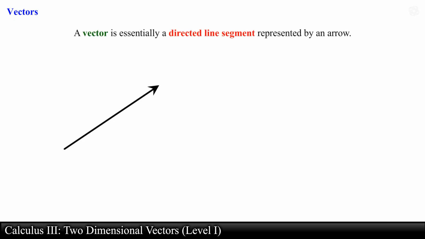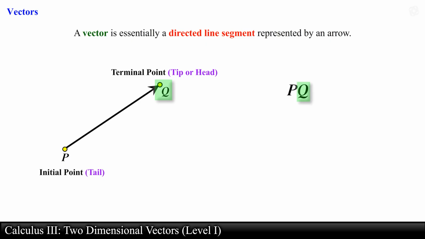A vector is essentially a directed line segment, represented by an arrow. The directed line segment is constructed by an initial point P, also known as a tail, and a terminal point Q, also known as a tip or head of the vector. We can denote these vectors by writing the letters of the initial point, in this case P, and the terminal point, in this case Q, and then we draw an arrow on top of the letters as follows.